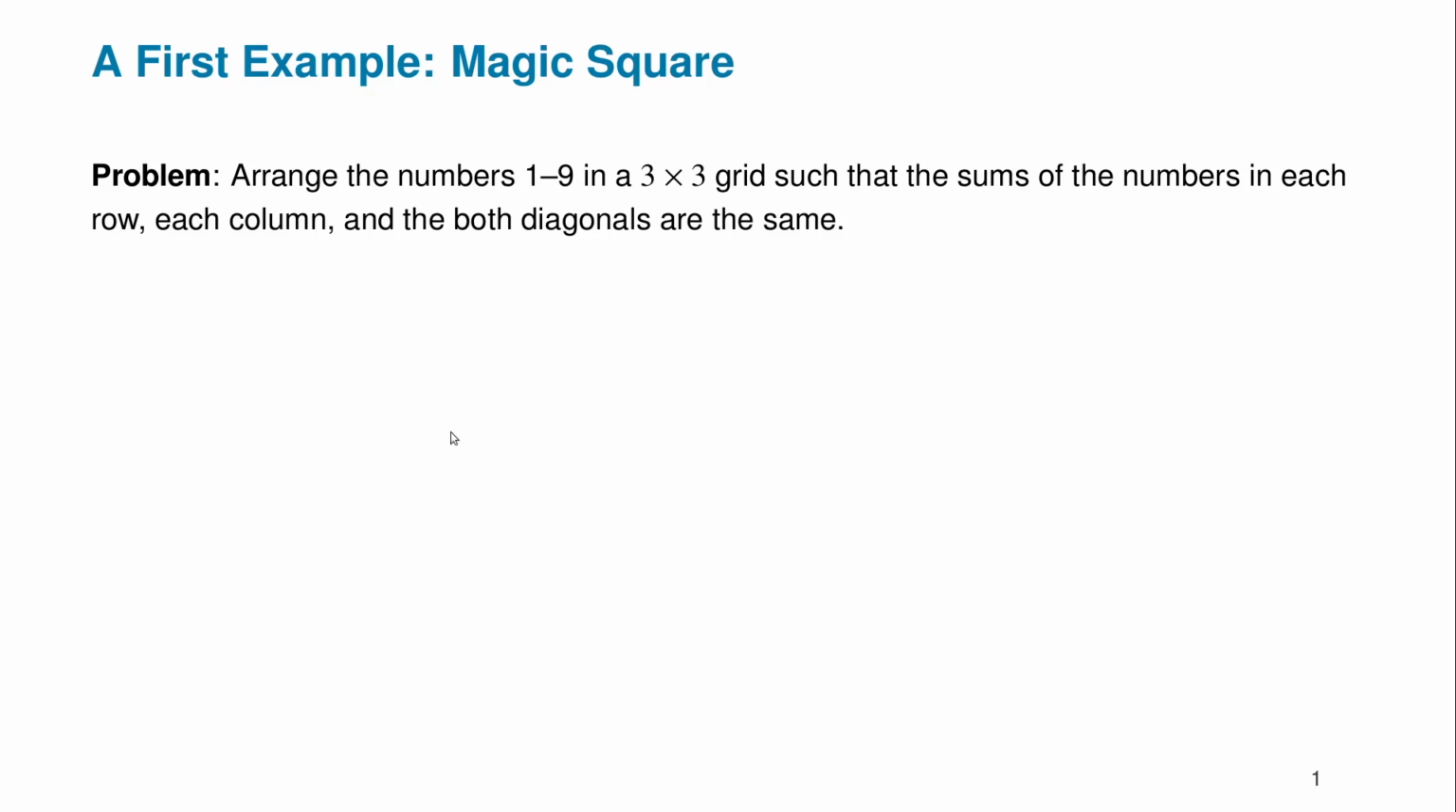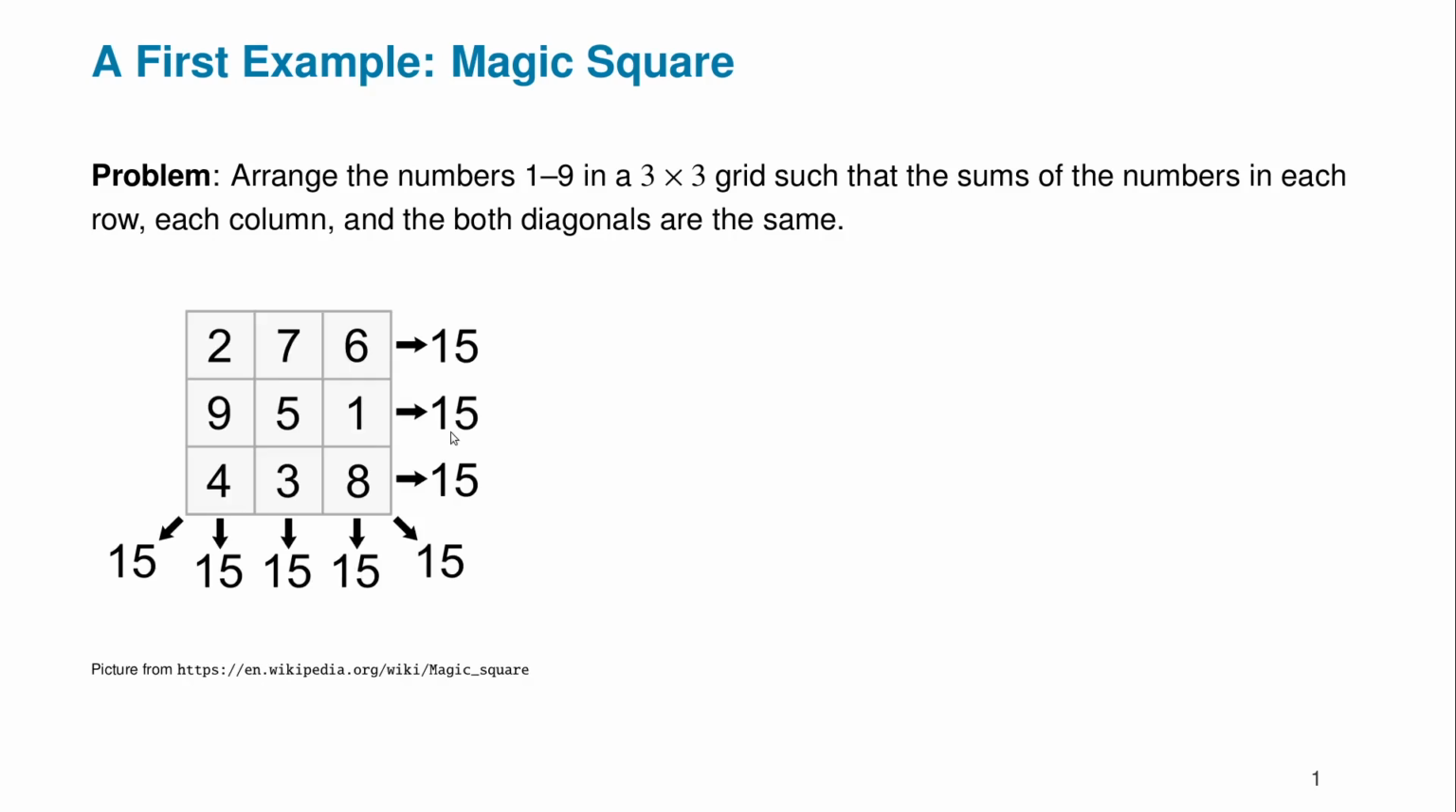Here I have an example of how a solution can look like. We have these 9 fields, and in each of these 9 fields we put one of the numbers 1 to 9, and as this is a solution, we get the same sum for all rows, for all columns, and also for both diagonals, and this sum is 15. So what do we have to do when we want to specify such a problem?